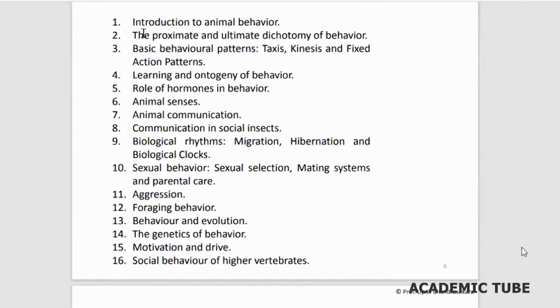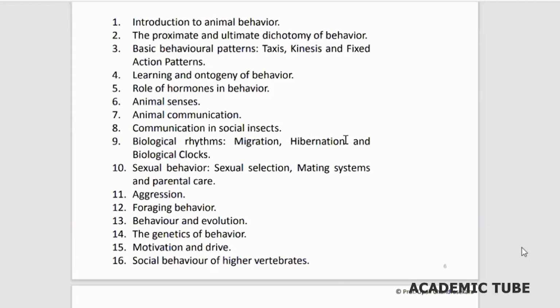We'll learn about the basic behavioral patterns and we will learn about learning. Then the role of hormones in behavior, how the hormones serve in behavioral changes. Then animal senses, we learn about animal communication, how animals communicate with each other. Then we will learn about biological rhythms such as migration, particularly the bird migration, why the birds migrate. It's a kind of a behavior.